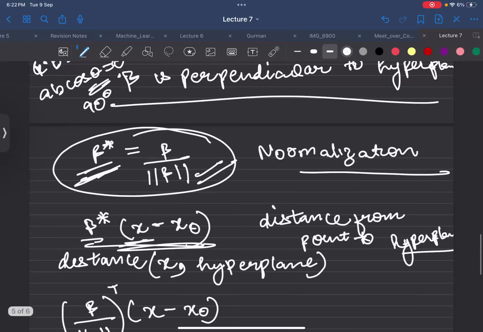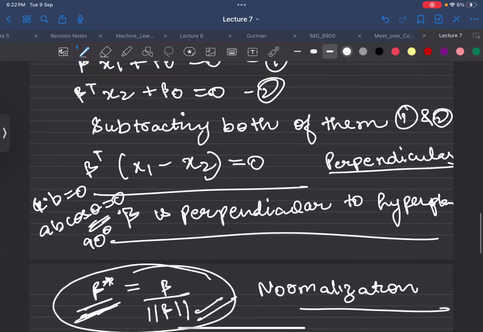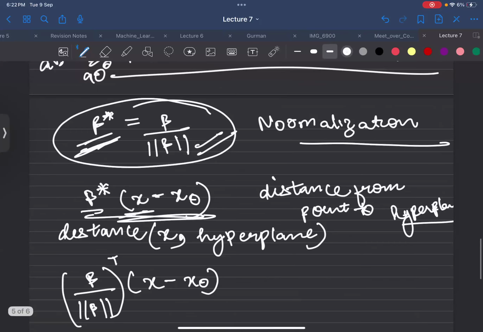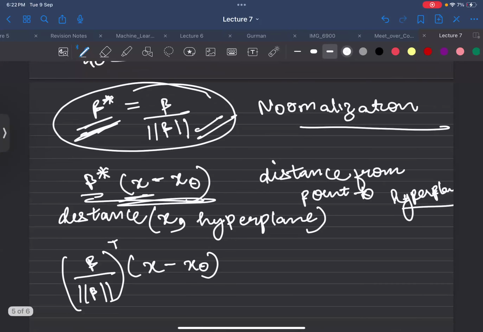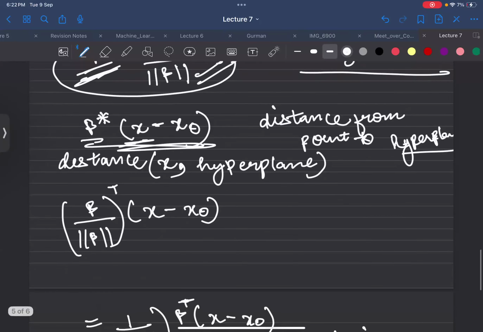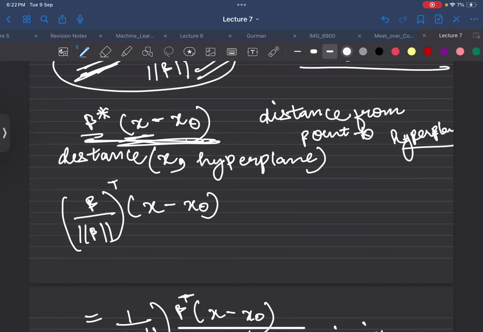Till now, I have said it's perpendicular. The other point I have said is to normalize it, and when I do the normalization, it's like this. I'll come to the questions that can be asked here. Now, what is the distance from the point to the hyperplane? Let x naught be in the hyperplane, which means it is lying on the margin. Now, what is the distance of any point x to that hyperplane?